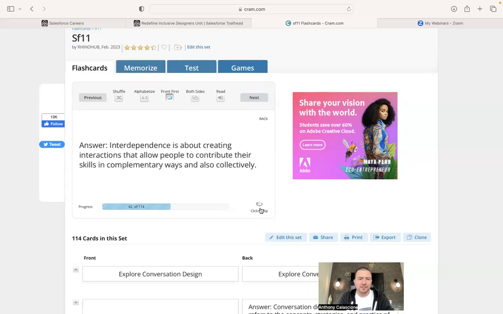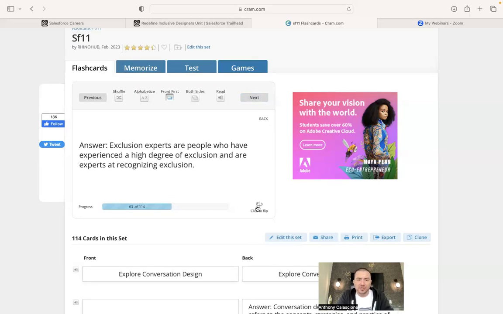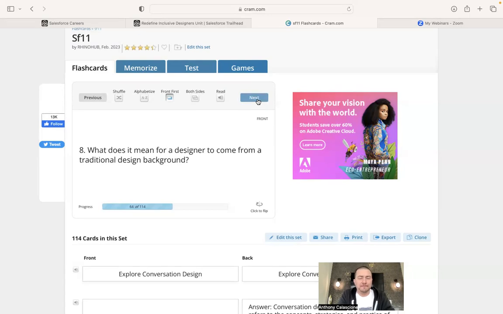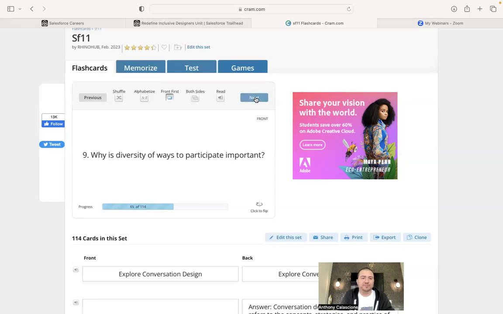What is interdependence? Interdependence is about creating interactions that allow people to contribute their skills in complementary ways and also collectively. Who are exclusion experts? Exclusion experts are people who have experienced a high degree of exclusion and are experts at recognizing exclusion. What does it mean for a designer to come from a traditional design background? A designer from a traditional design background will have had formal training in a design-related field.